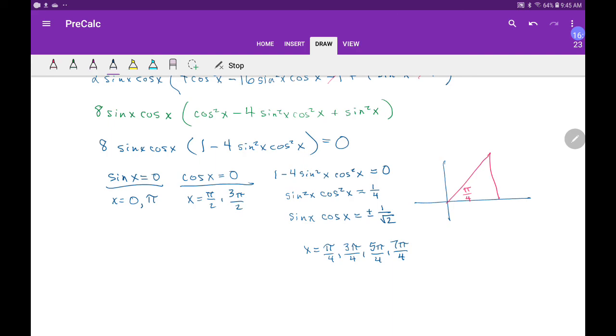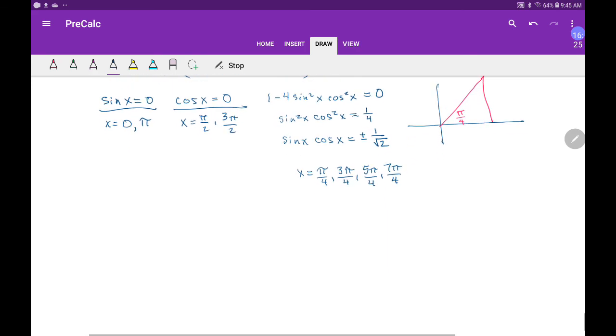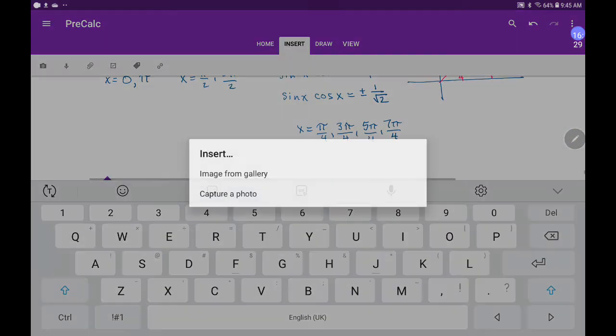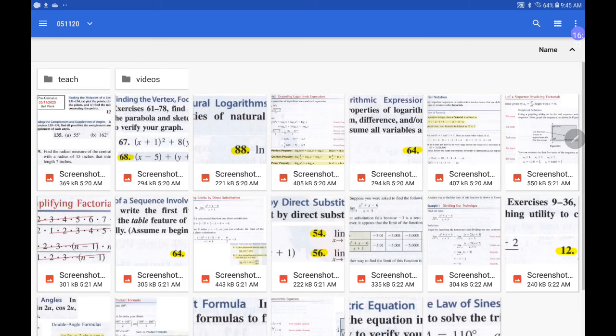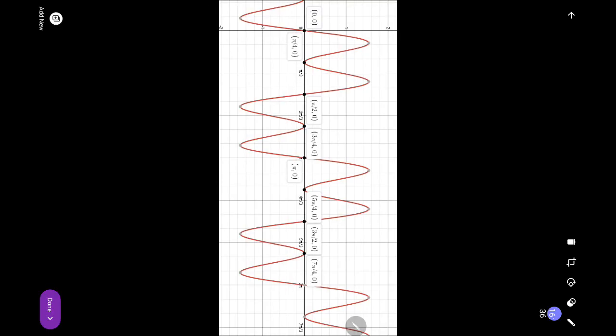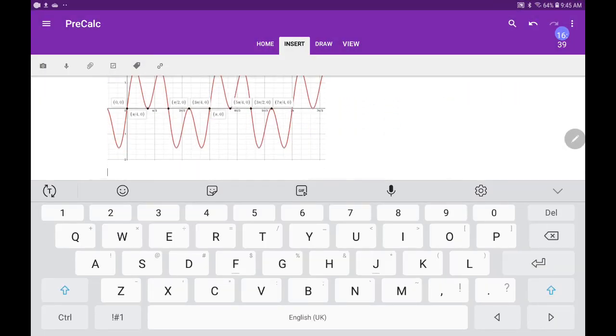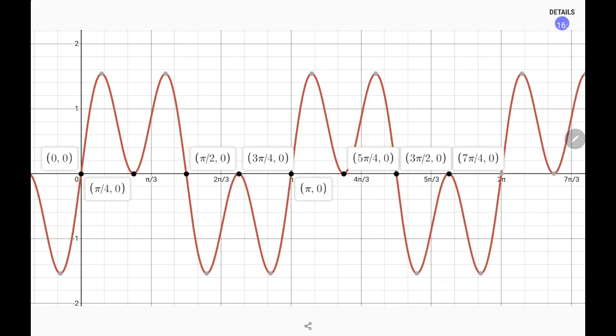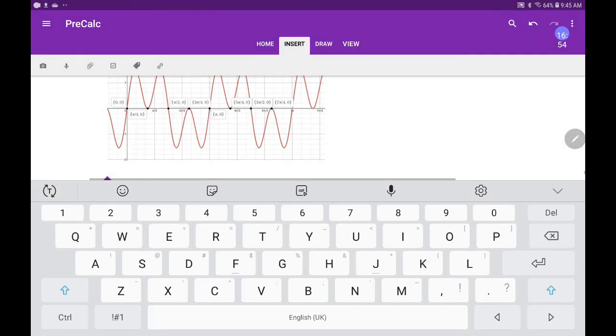Okay. So these are my zeros, and as I graphed it, I saw that that was the case. So let me put the graph in here to show what we got here. And the graph says we're okay. Or at least the graph makes it seem like we're okay. Oops. So there's the graph. You can see 0, pi over 4, pi over 2, 3 pi over 4, pi, 5 pi over 4. They're all there. Okay. And so we're pretty happy about that.